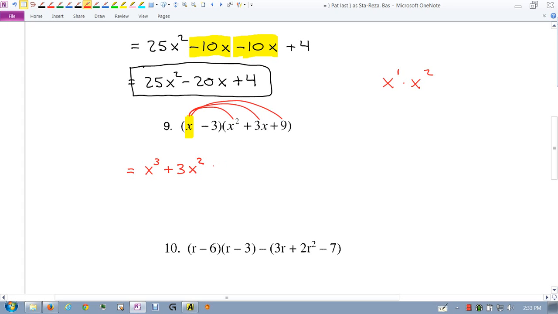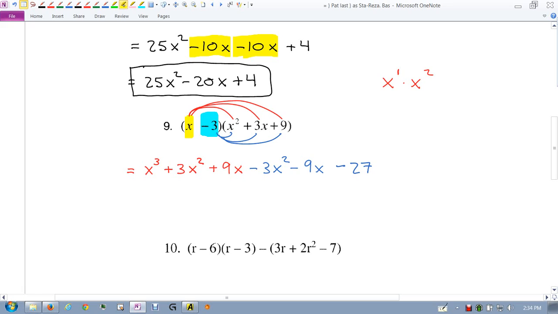And then the last one, positive 9x. Nothing you can do with that. So there's your first multiplication through. You have exhausted the first guy. You move to the second. So this one will go here, then here, then here. So minus 3x squared. Then minus 9x, because minus 3 times 3 is 9, and then you have the x. And then last, minus 3 times positive 9 is minus 27.